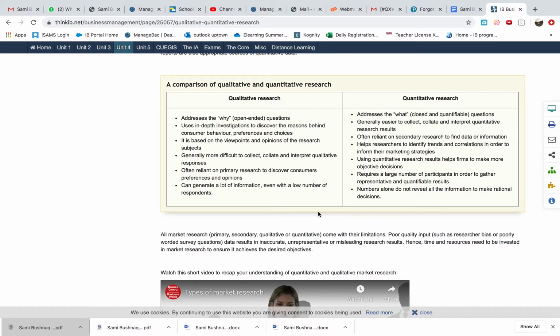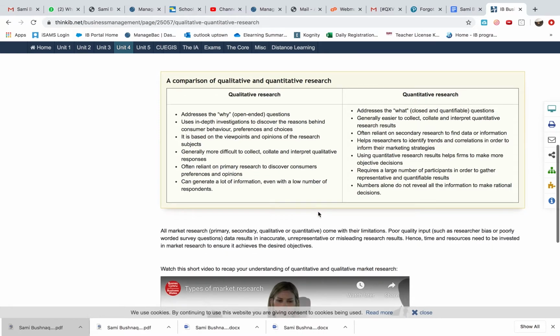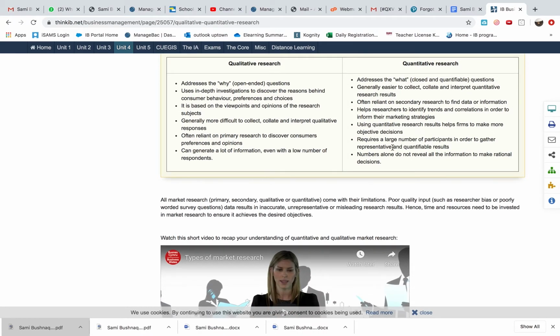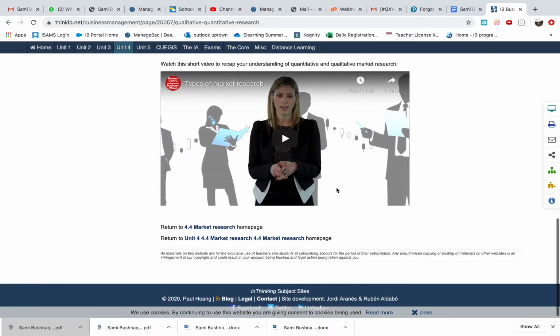So it's just, once again, looking objectively, yes or no, which one, number 2, or number 3? It requires a large group of participants because the more responses you get, the more accurate the figures are. Numbers alone do not reveal all the information to make rational decisions, though. So oftentimes you end up needing to use a little bit of both.